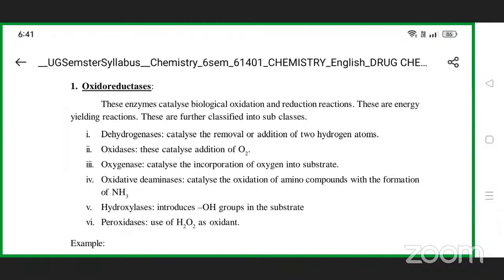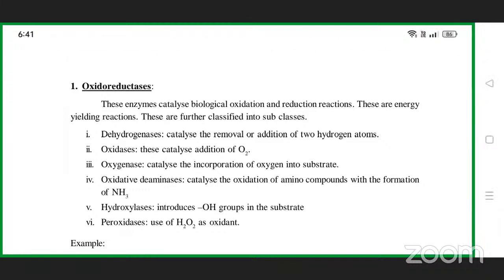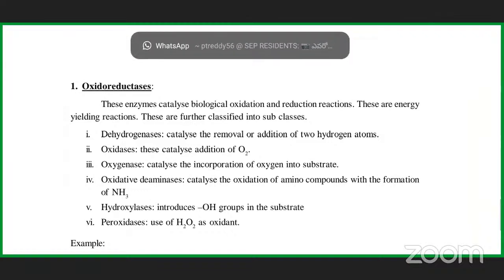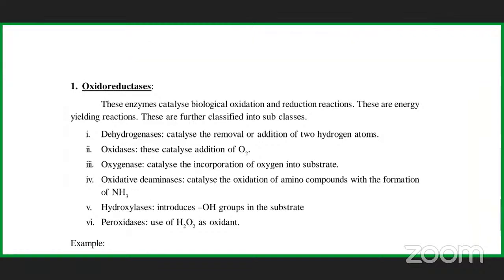We'll see more about the oxidoreductases, where these enzymes catalyze biochemical oxidation and reduction reactions. The name itself tells us: oxidation as well as reduction. They are involved in biological oxidation and reduction reactions, and generally these are energy yielding reactions. And these are further classified into six types of oxidoreductases.